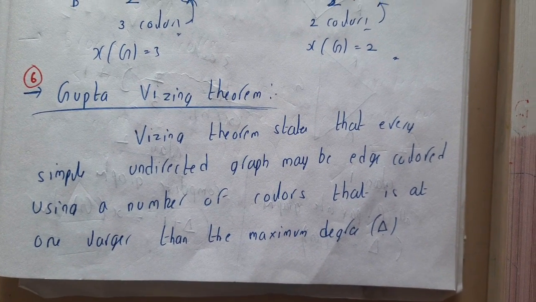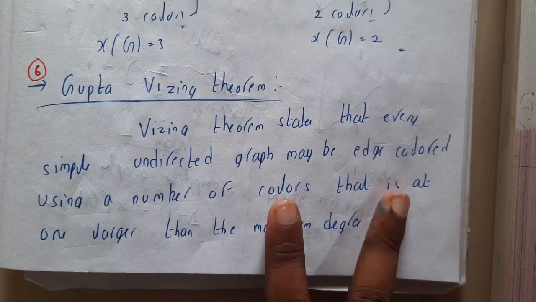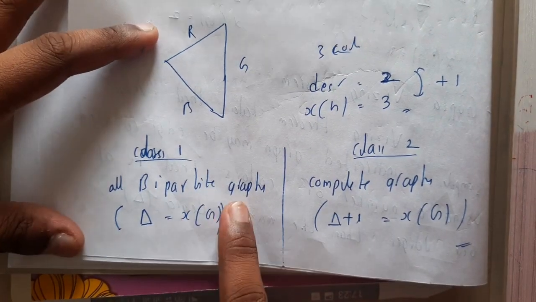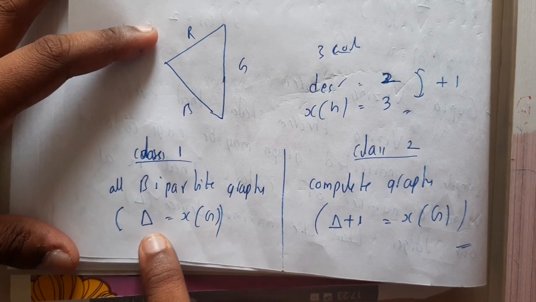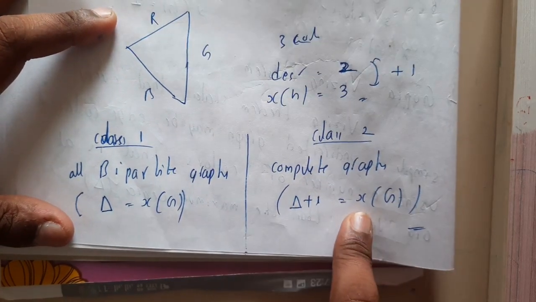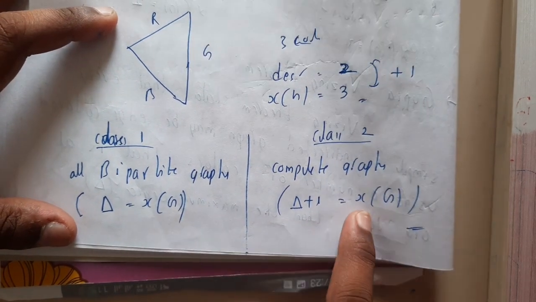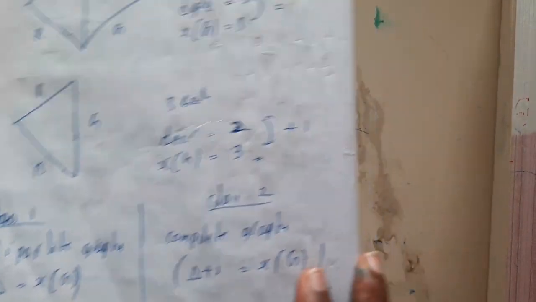It discusses edge coloring, guys, and there are only two classes or two cases in it. The first case states that for all bipartite graphs, the chromatic index is nothing but the degree of the graph, and for complete graphs or simple graphs, the minimum number of edge colors required is equal to delta plus 1. Delta is nothing but the degree here, guys, the degree of the whole graph.